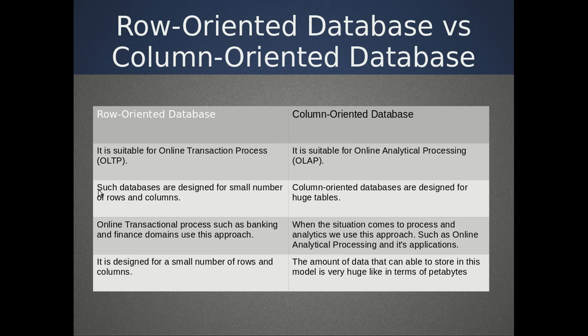Row oriented means such databases are designed for a small number of rows and columns, but column oriented databases are designed for huge tables, for big data. Online transaction processing, such as banking and finance domains, use the row oriented approach. When the situation comes to processing and analytics, we use the column oriented approach, such as online analytical processing and its applications. Let's say sales data, marketing insights, and all those. The amount of data that can be stored in this model is very huge, in terms of petabytes of data, because it's going to scale in a distributed environment.